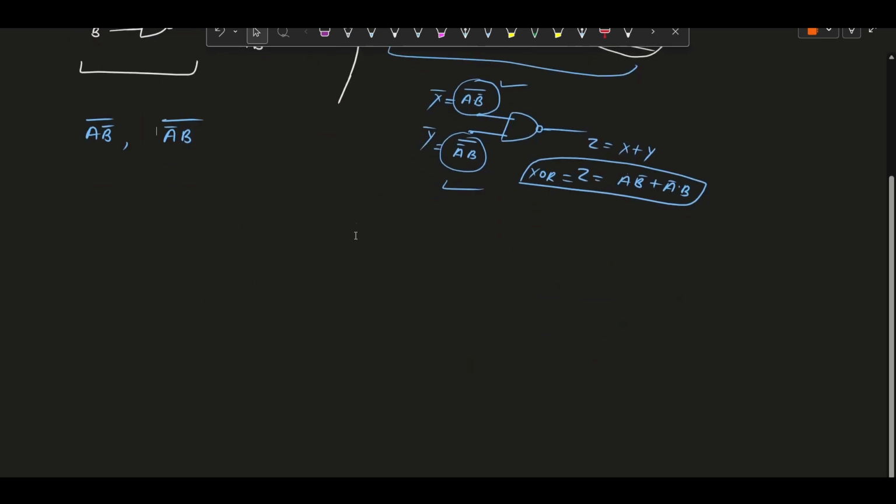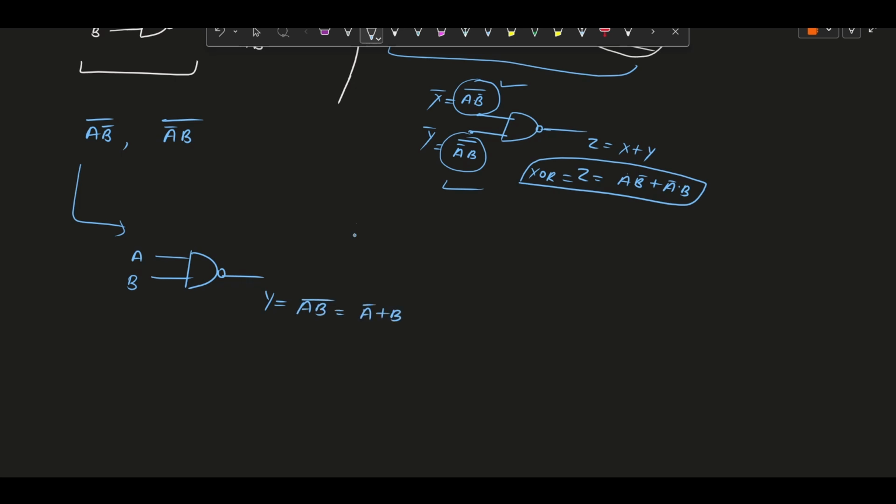Okay, so if you observe, if we implement this, then we need to pass two variables, a and b, through the NAND gate, because this term has two variables, a and b. So what we will get here is (a into b) whole complement, or we can say a complement plus b complement.